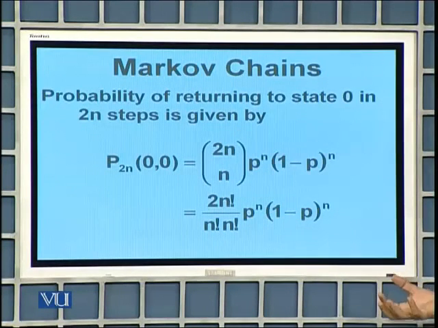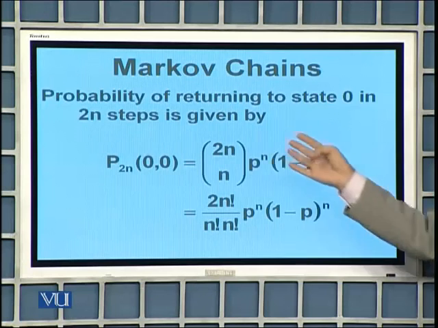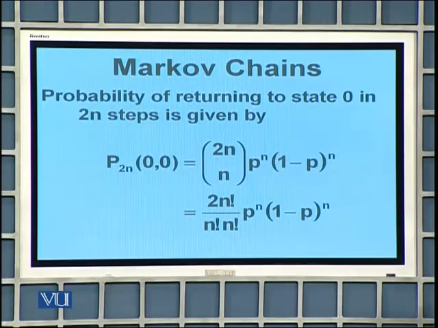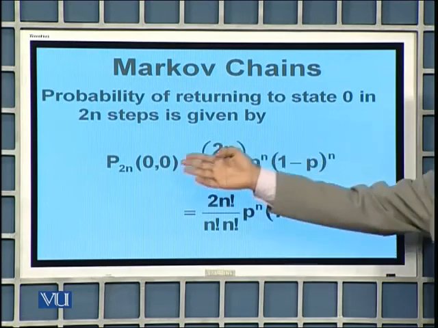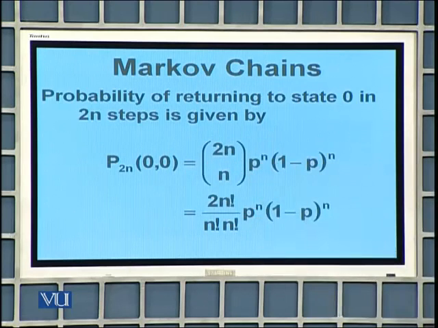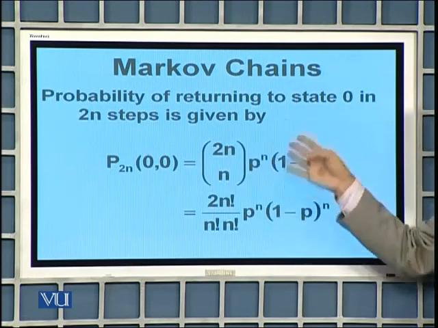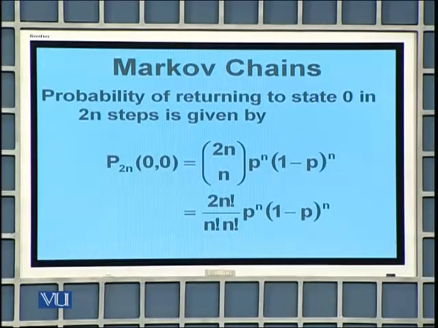For small values of n, we might be able to find this numerically, but if you are interested in analyzing the asymptotic behavior of such a Markov chain, and you want to find if in the long run state 0 is revisited again and again, then you have to find this expression for very large values of n.